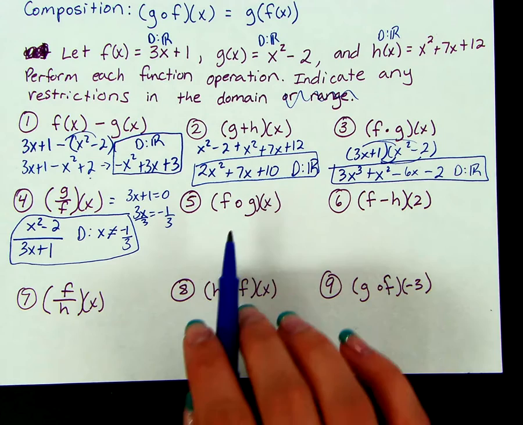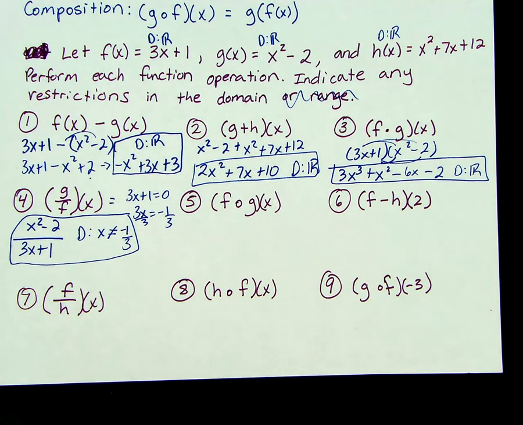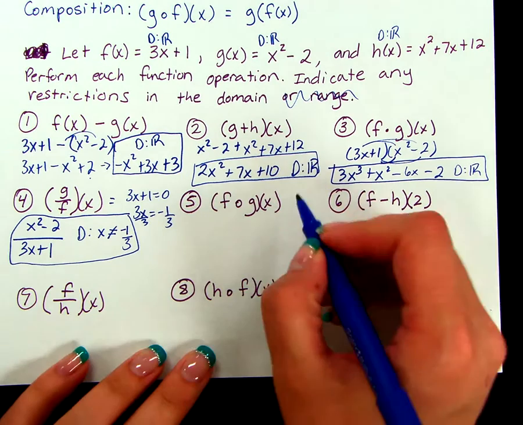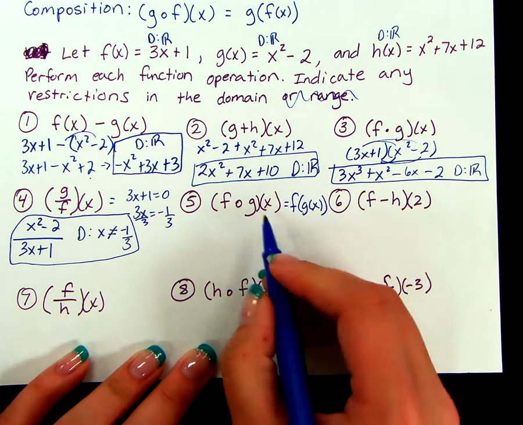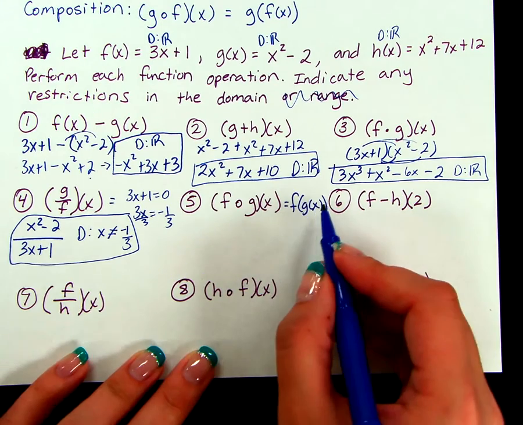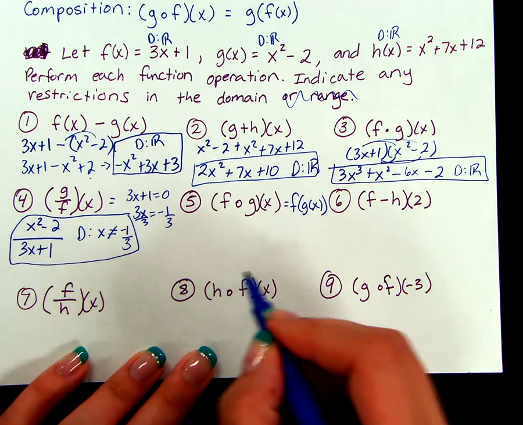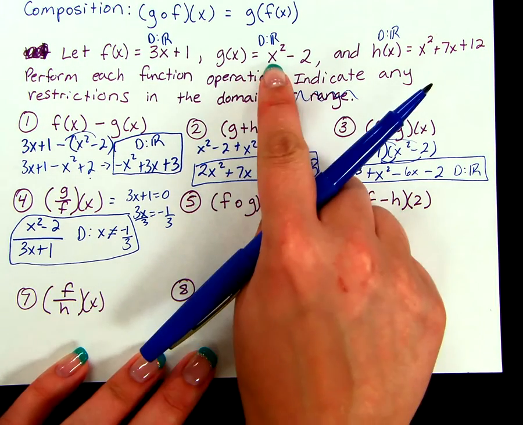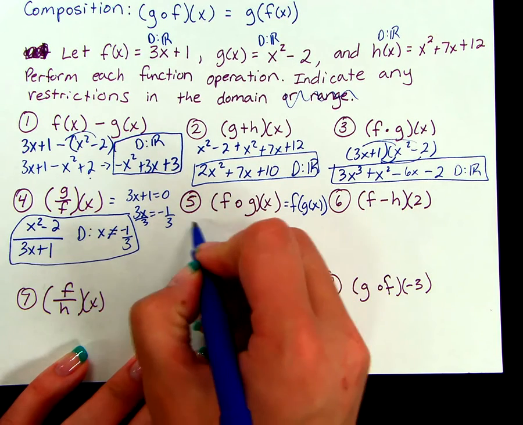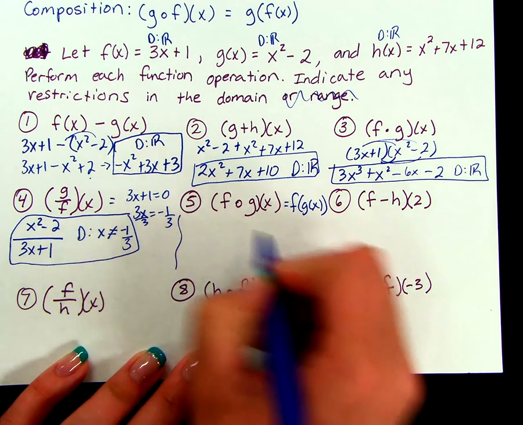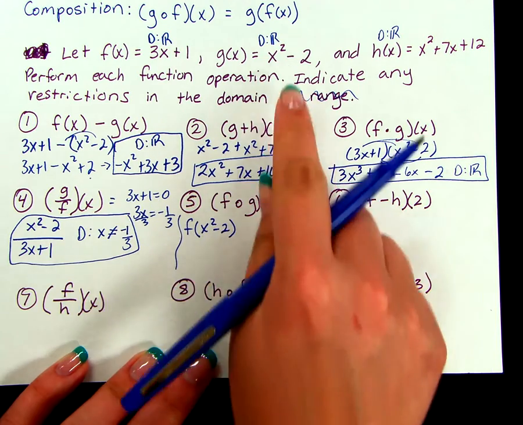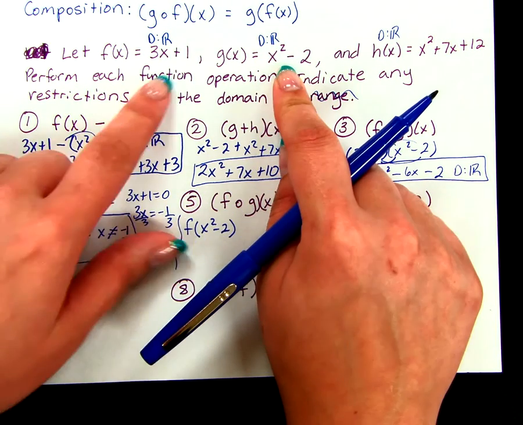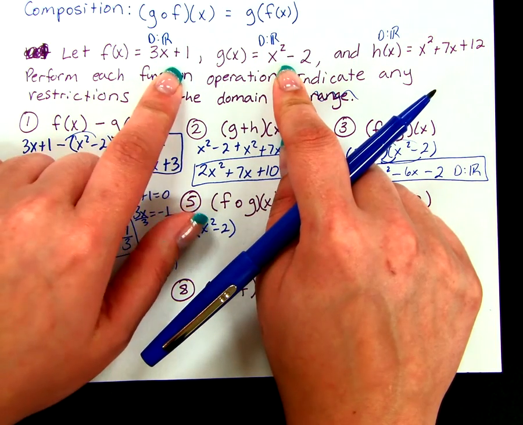All right, next one we have an open circle. So that is telling us to do a composition. So this really means f of g of x. So I'm going to actually substitute the g of x equation into the x in the f of x equation. So we're going to take this x squared minus 2. So again, another way to think of this, it's asking us to do f of x squared minus 2. So we're going to take this entire equation and we're going to replace the x in the f equation.